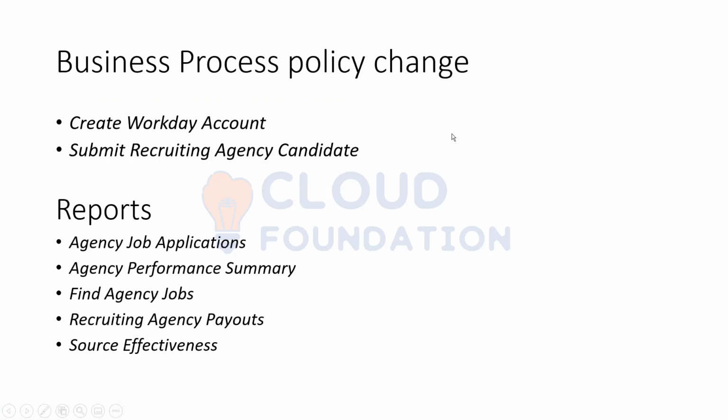Then process policy change. So two business processes are involved in agency. One is create Workday account. Once we create the agency user, we have to create their Workday account also, so that they have access to a lot of things in Workday. And the second BP is submit recruiting agency candidate. Once the agency user clicks on the submit button and submits that candidate to a job requisition, then this particular BP is triggered.